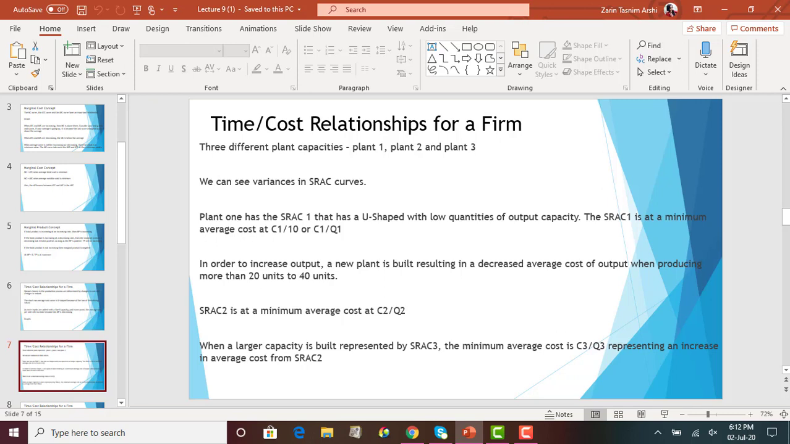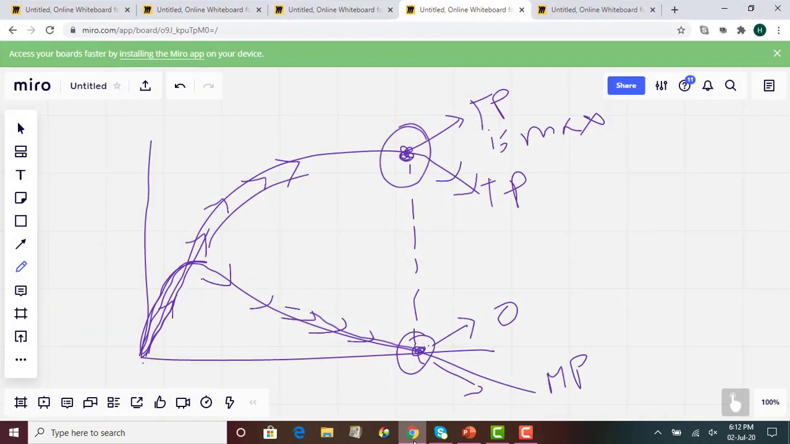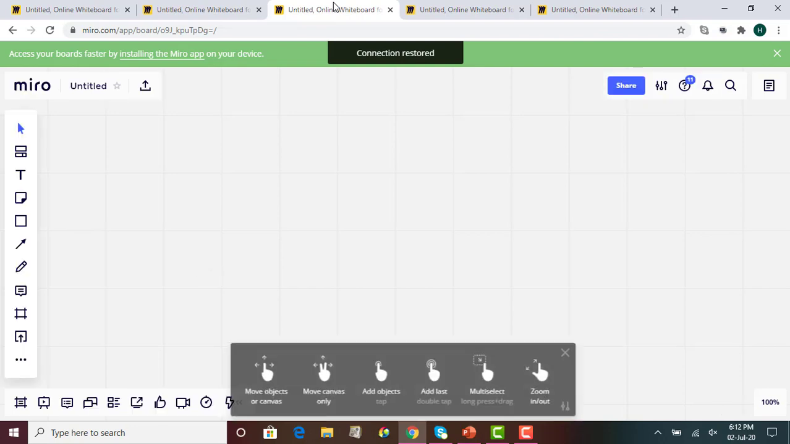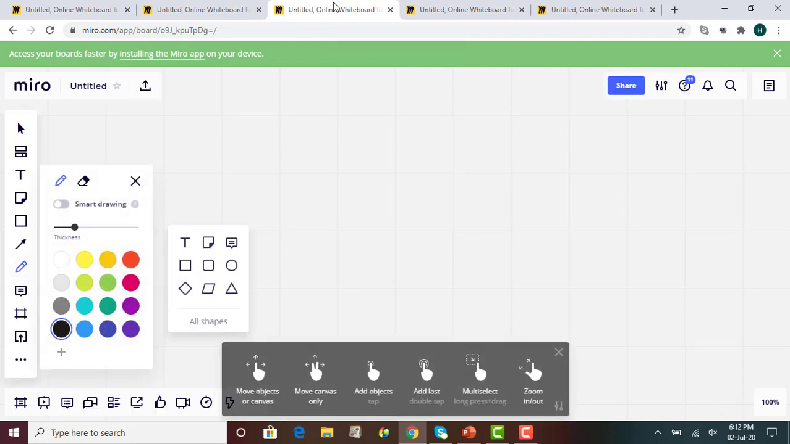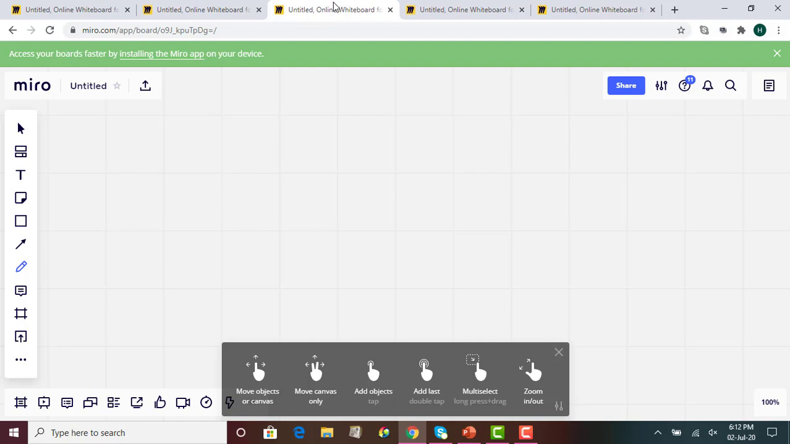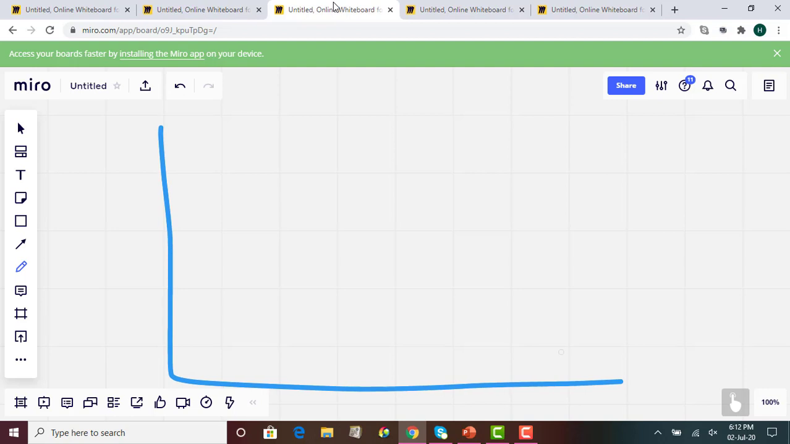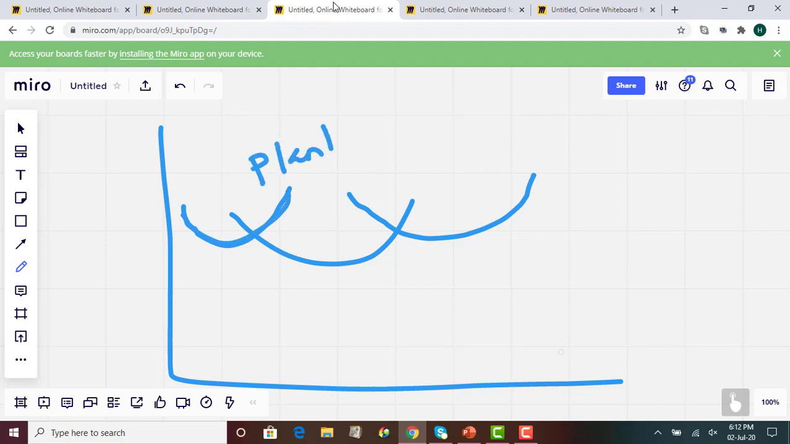I want to draw a graph and then go over each of them. There are 3 different plants. Let me do the graph. So usually these are 3 different average cost curves. Usually they will be like a U-shaped curve. So let's say this is for plant 1, the short run average cost curve.